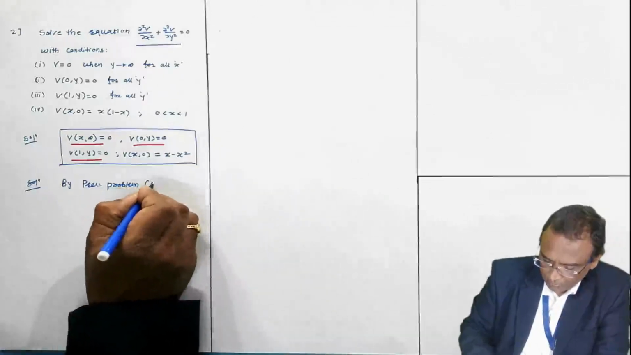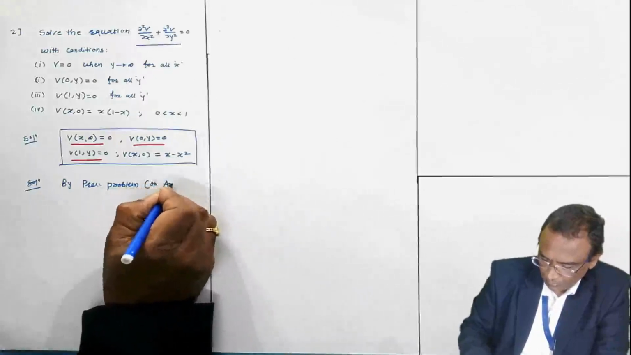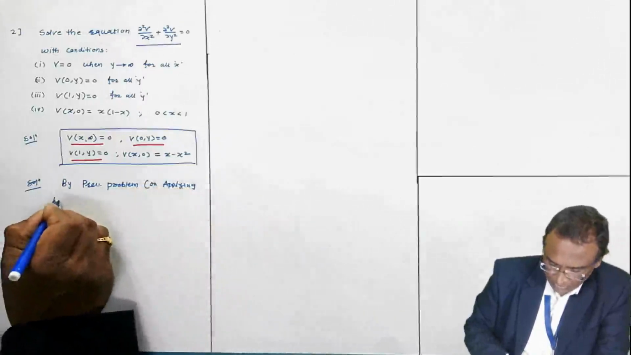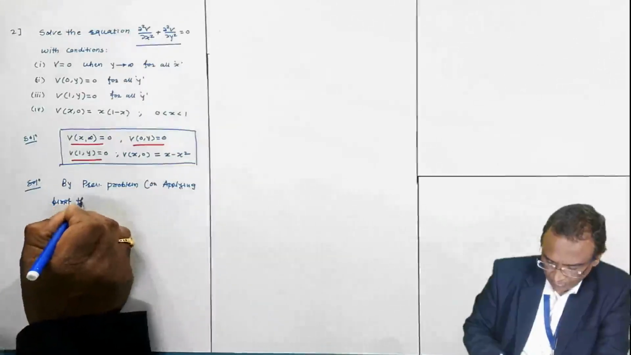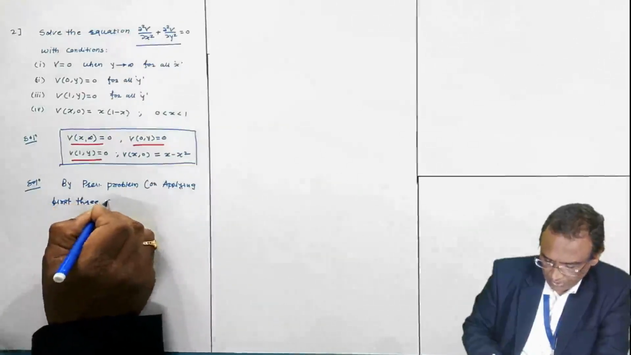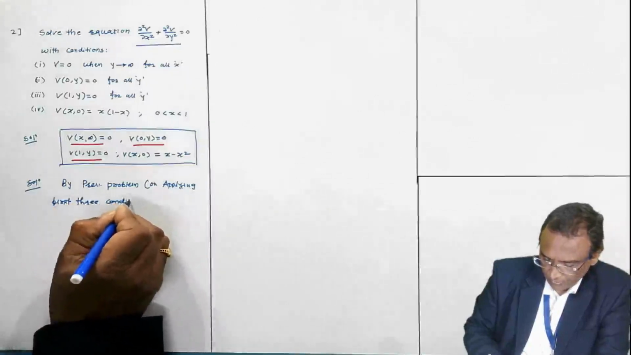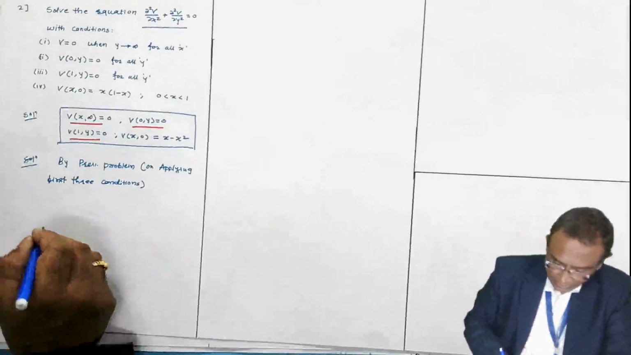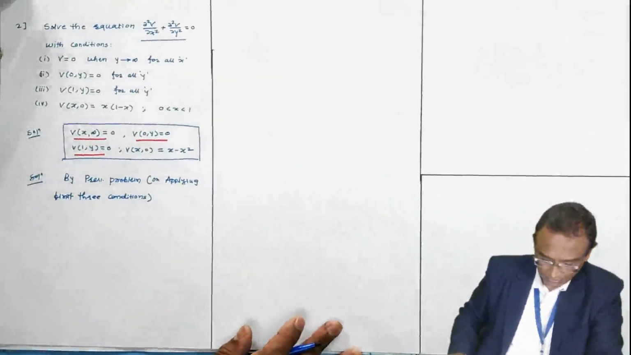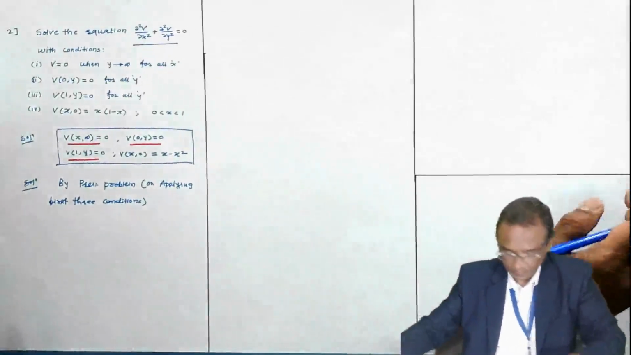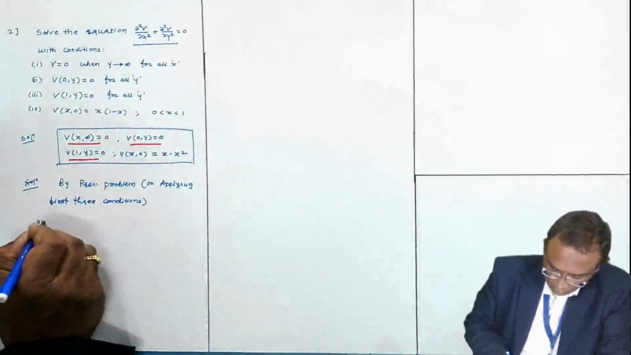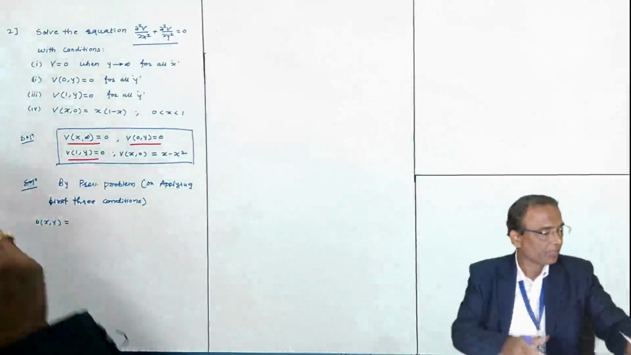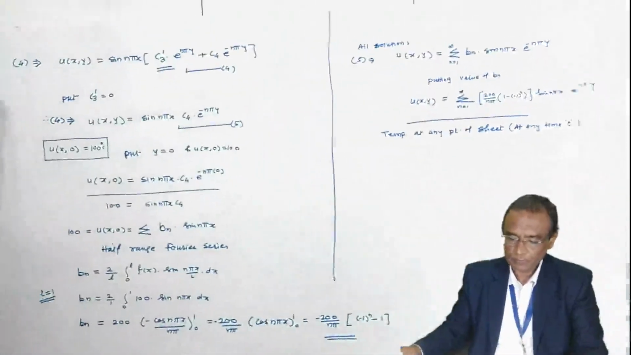Now we are applying the first three conditions. By the previous problem, I am going to write equation 5 directly. Okay, what is equation 5? U of xy is equal to, what is equation 5? See, this is our equation 5.